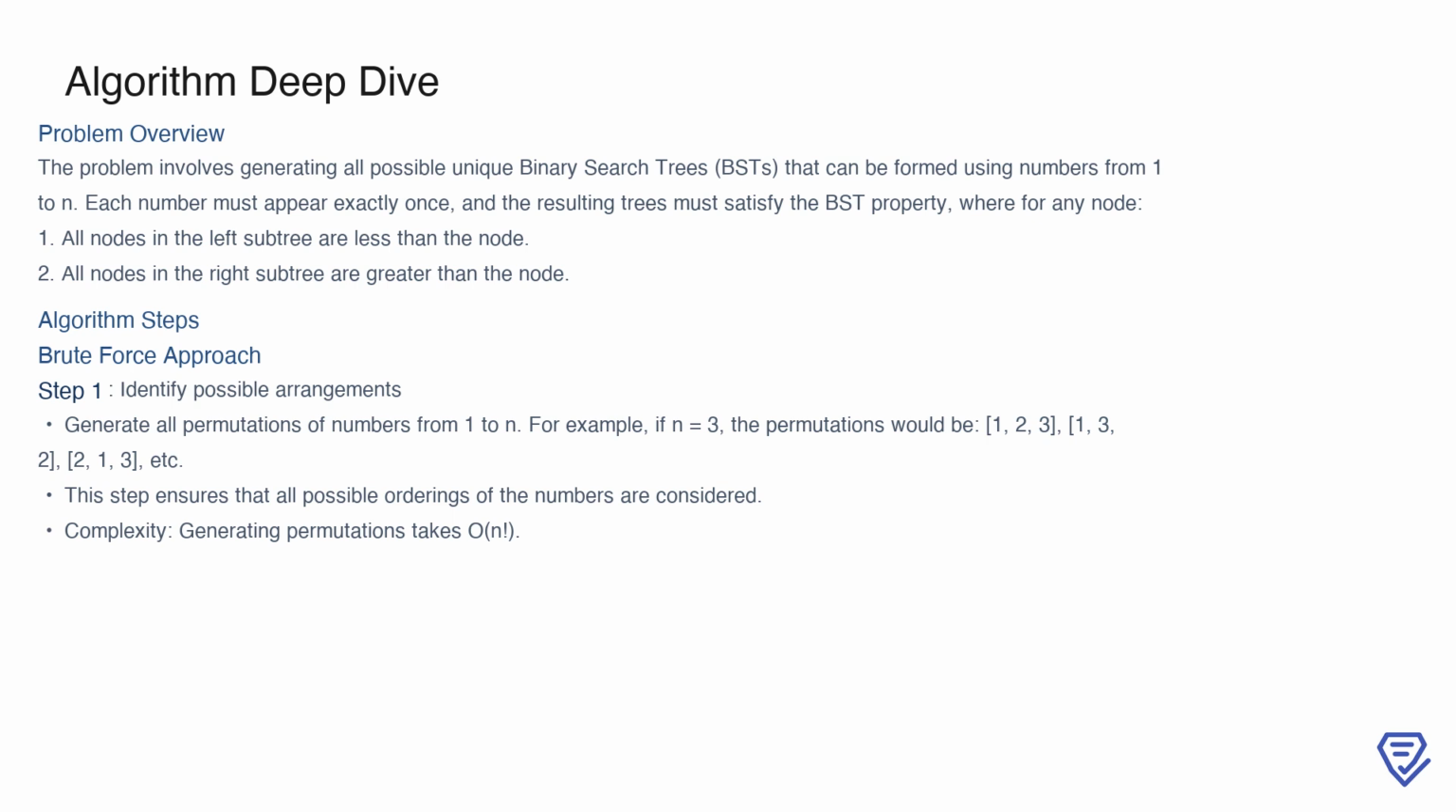Now, one possible approach is the brute force method. The first step in this approach is to identify all potential arrangements of the numbers from 1 to n by generating every permutation. For instance, if n equals 3, the permutations include 1, 2, 3; 1, 3, 2; 2, 1, 3, and so on. By considering every possible ordering, we ensure no potential configuration is overlooked. However, generating permutations is computationally expensive, with a time complexity of O(n!).